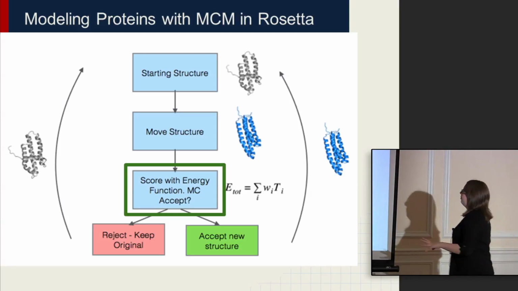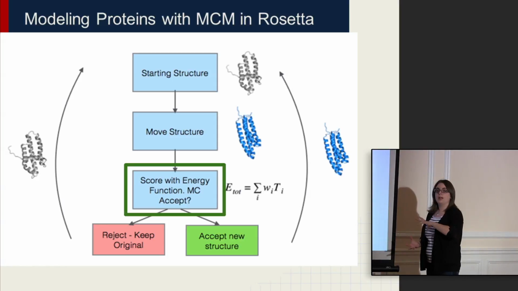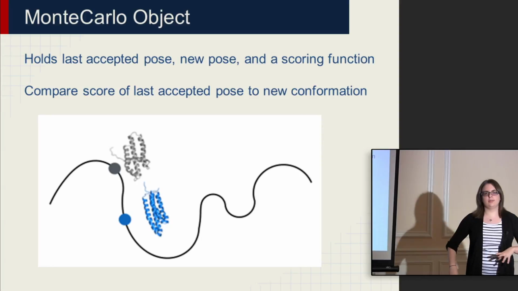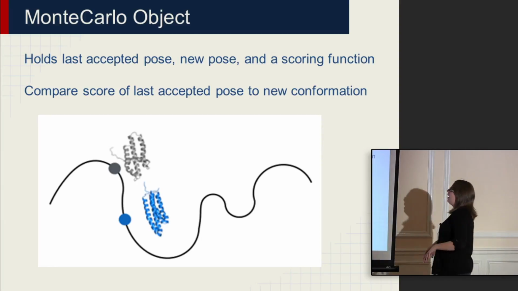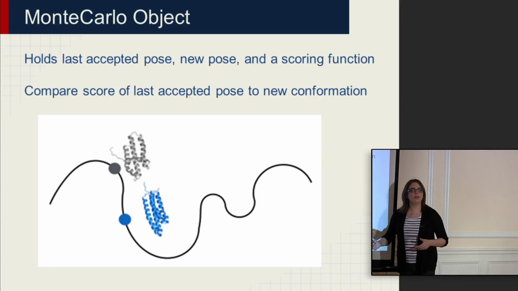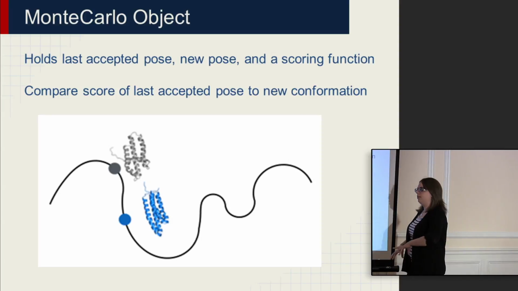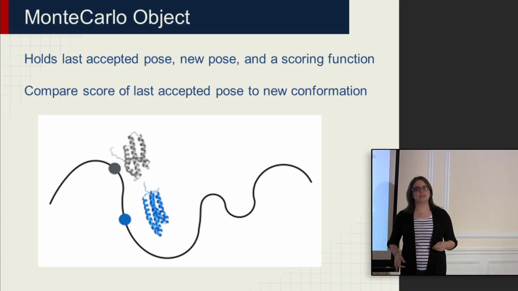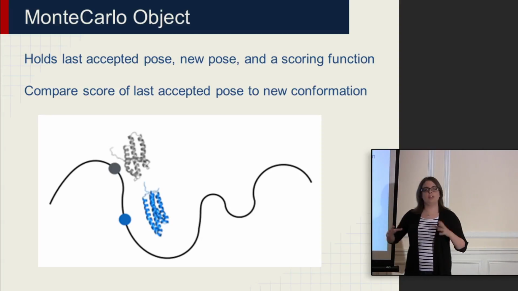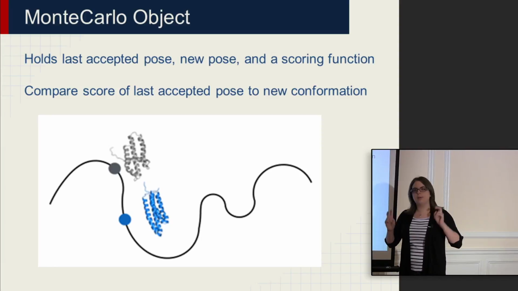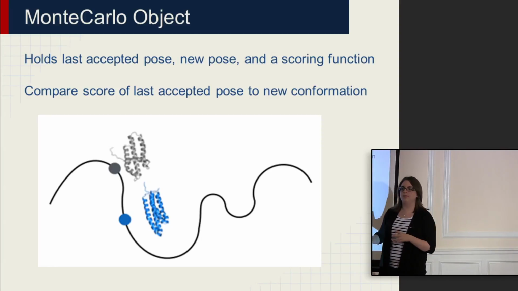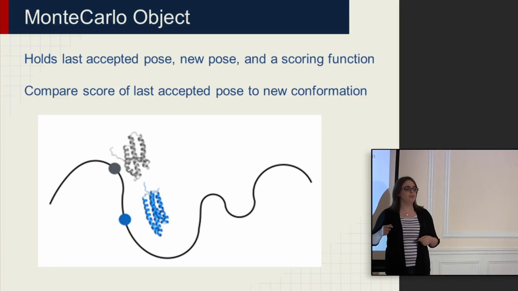And so now that you have some of these basic building blocks to score a pose, the next and more relevant task is how do you put it all together? That's done, you'll use it later in the lab, you'll use a Monte Carlo object. And what this object does is it stores two poses: the original pose that you had, the one that you last made the move from, and then the new pose, the one that you applied the move to.